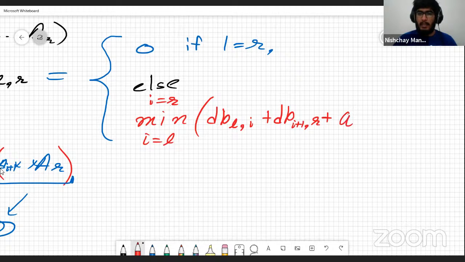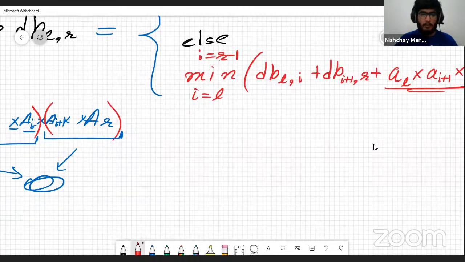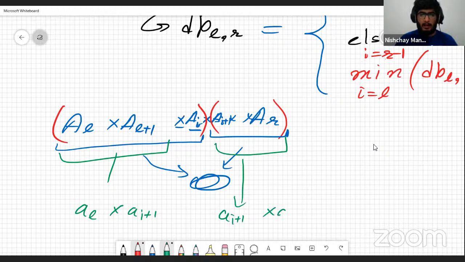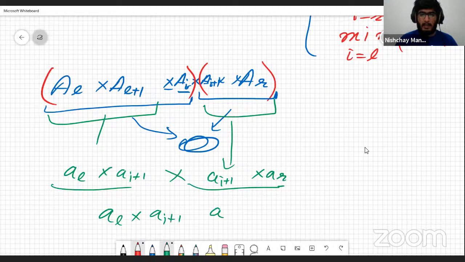So that is going to be A. Actually, I should go up until R minus 1, right? I wouldn't want there to be an infinite loop. So I'm just going to include I up until R minus 1. And here it's going to be AL into AI plus 1 into AR, right? How do I get this number? It's basically the size of this matrix is AL into AI plus 1, and the size of this matrix is going to be AI plus 1 into AR. So when I multiply two matrices of these sizes, I get the number of steps that I require as AL into AI plus 1 into AR.